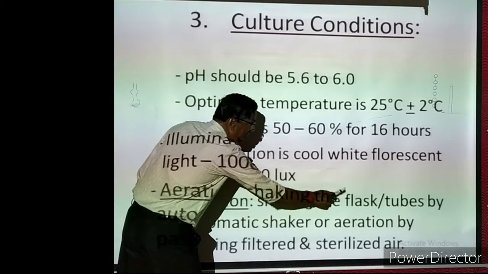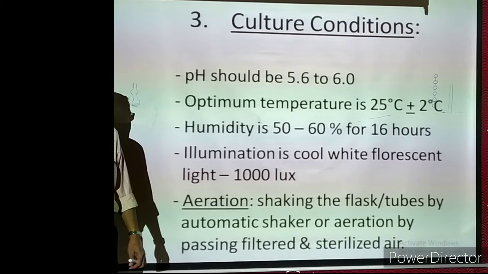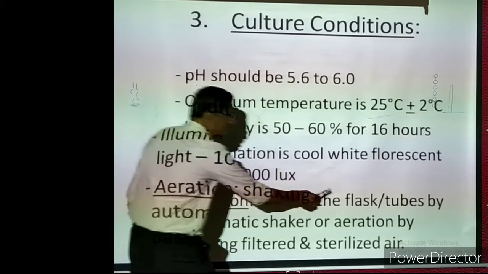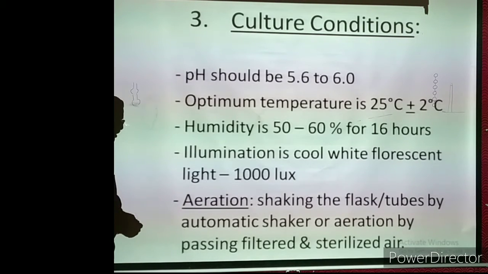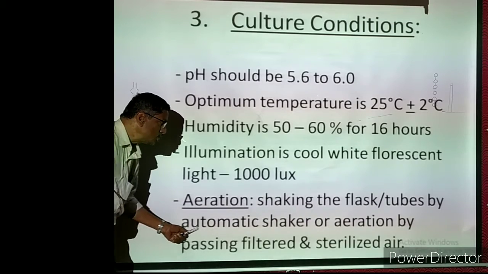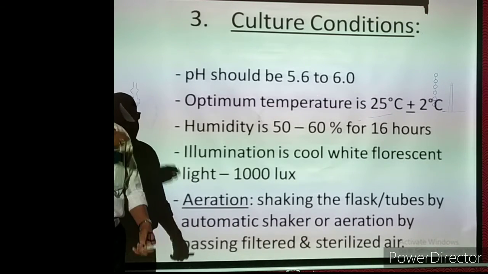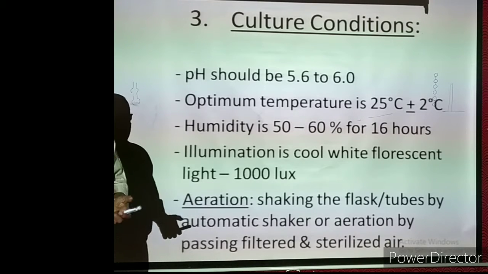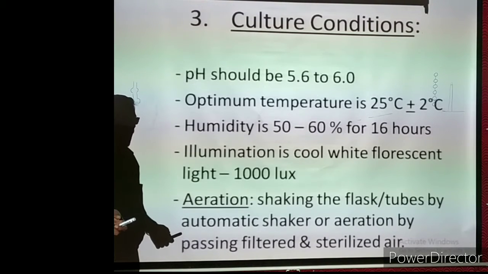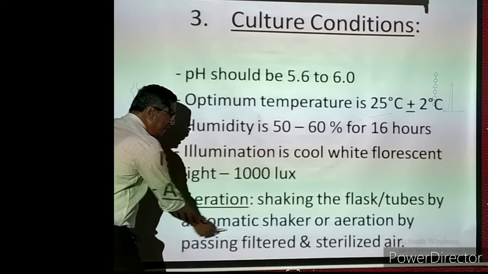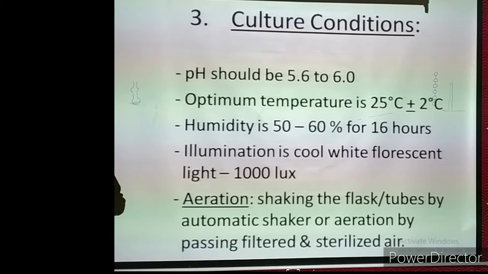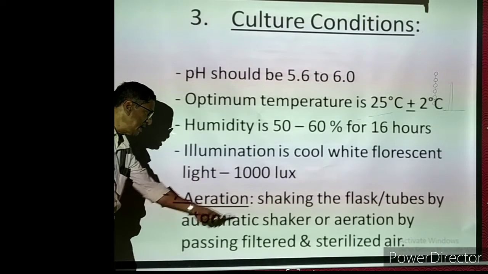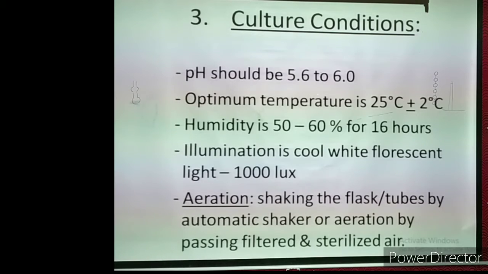Now, shaking the flask. Suppose the culture medium is in a conical flask, in a beaker, or in a test tube. It should be shaken very well, then only the air will mix with it. Now how should it be shaken? By an automatic shaker, one machine is there. You can fill that culture medium in a beaker or in a vessel and keep it in that, and it will shake so that air will proportionately mix with it. Automatic shaker, or aeration by passing filtered sterilized air. Otherwise, air should be entering into the liquid culture medium. That is called passing filtered and sterilized air.